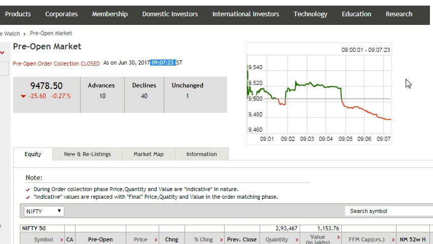So this is what the pre-open market is, and it's actually very effective. If you had known stock markets before the pre-open market, there was huge unnecessary volatility which caused unnecessary losses for traders, and the pre-open market has been a very successful concept that has been implemented.